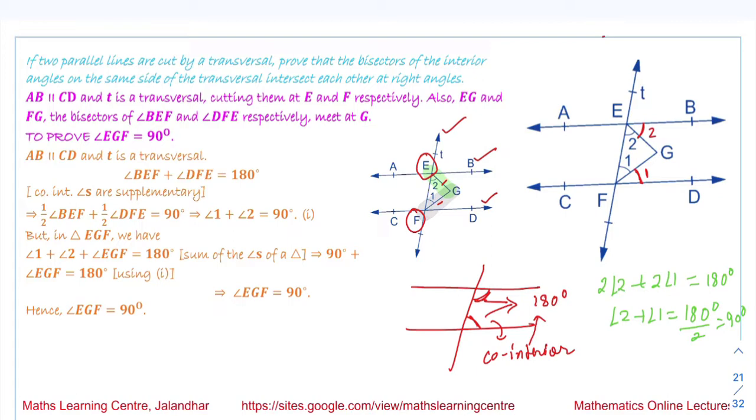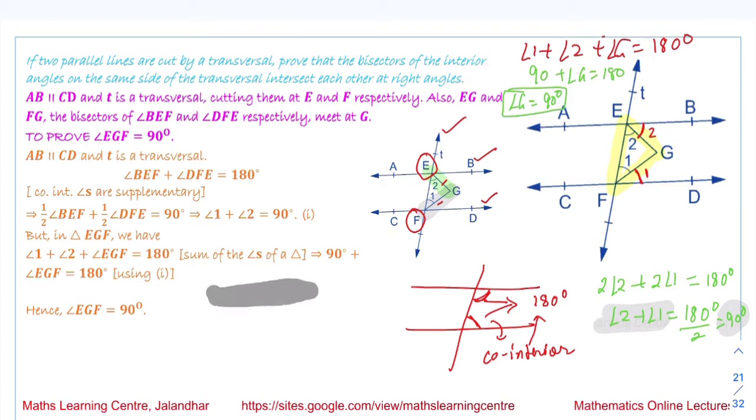Now if we look at this triangle I am talking about, triangle EGF, we have angle 1 plus angle 2 plus angle G equal to 180 degrees. The value of angle 1 plus angle 2 I have is 90 degrees. So I put 90 plus angle G is equal to 180. So I will get the value of angle G as 90 degrees. And this is what we have to prove, that the value of angle G is 90 degrees.